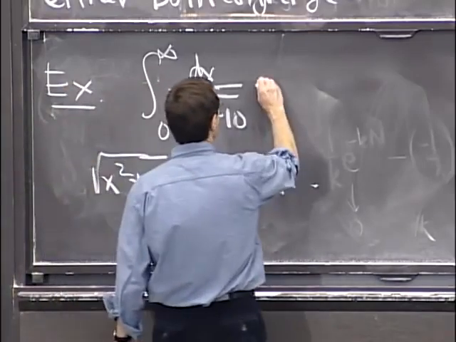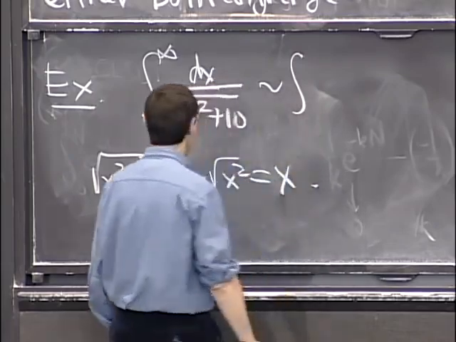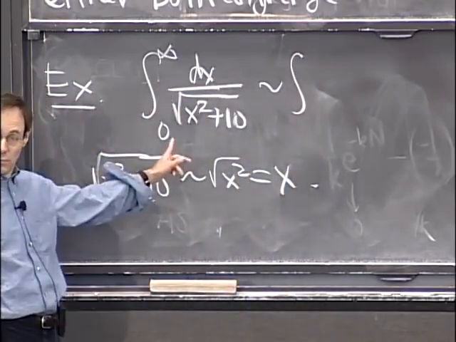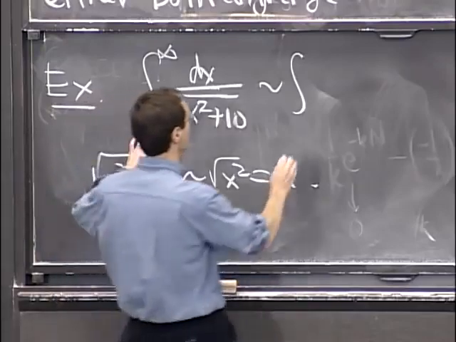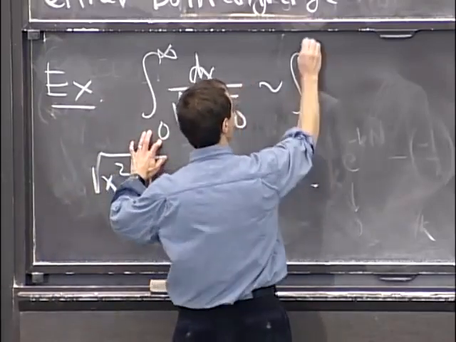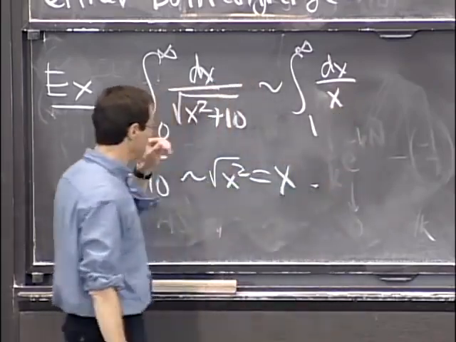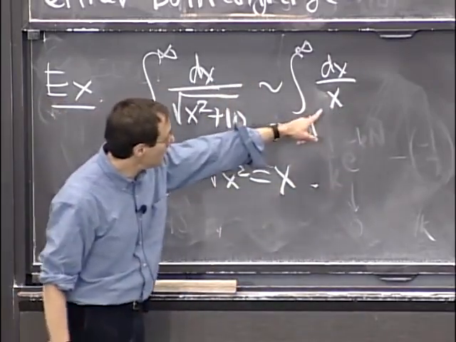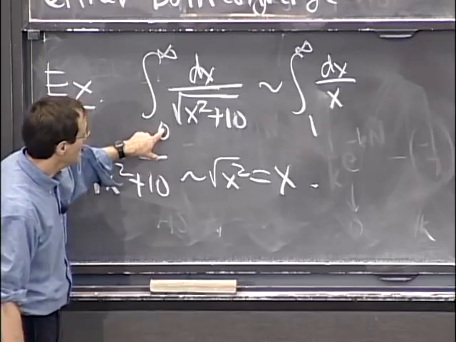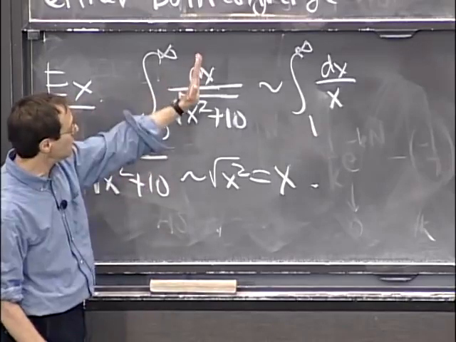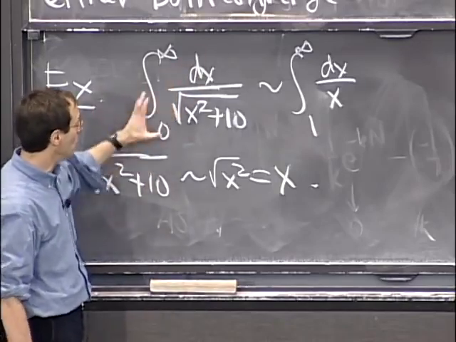So now I'm going to have to do one thing to you here, which is I'm going to change this to the integral from 1 to infinity of dx over x. And the reason is that this x equals 0 is extraneous. It doesn't have anything to do with what's going on with this problem.